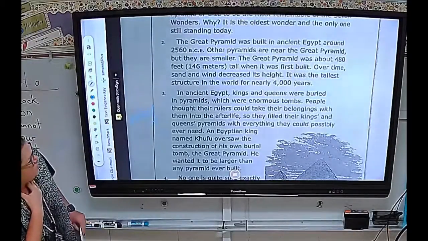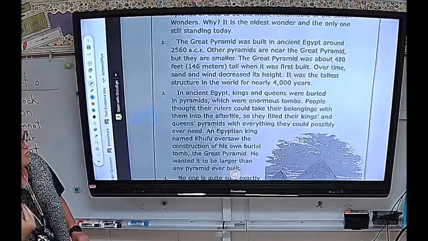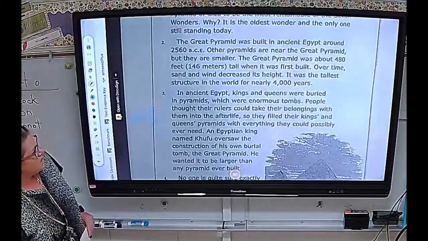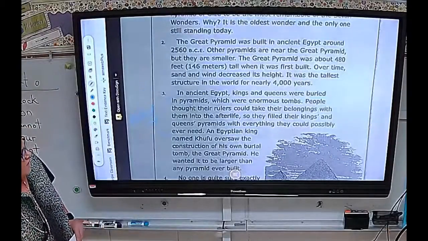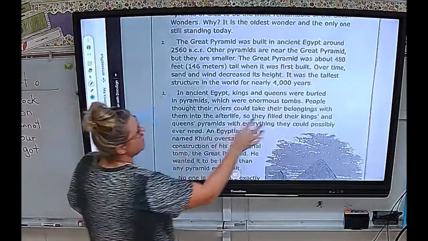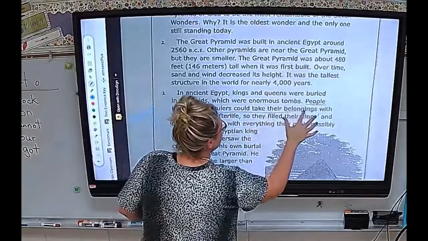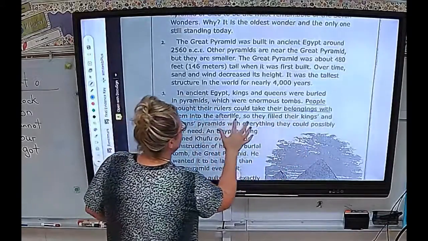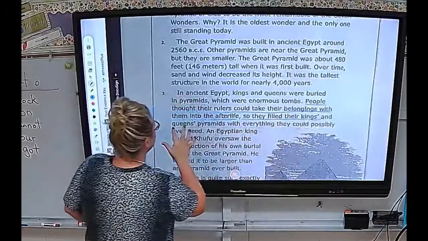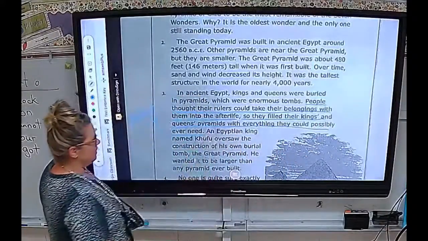Kings and queens were buried in pyramids, which were enormous tombs. Okay, why were they buried there? Because people thought their rulers could take their belongings with them into the afterlife. I'm going to underline that. I like that sentence. People thought their rulers could take their belongings with them into the afterlife, so they filled their kings and queens pyramid with everything they could possibly ever need.